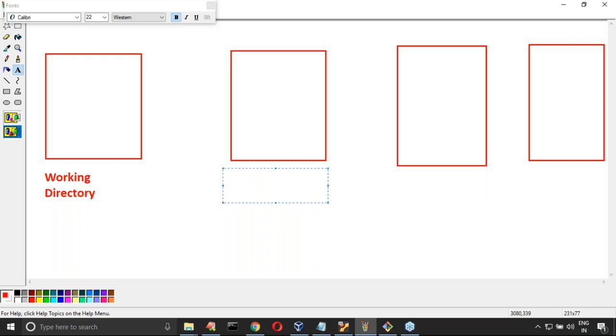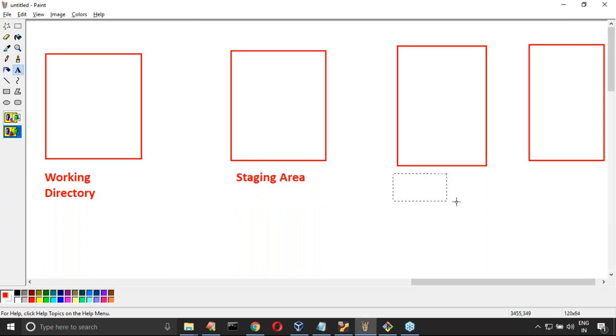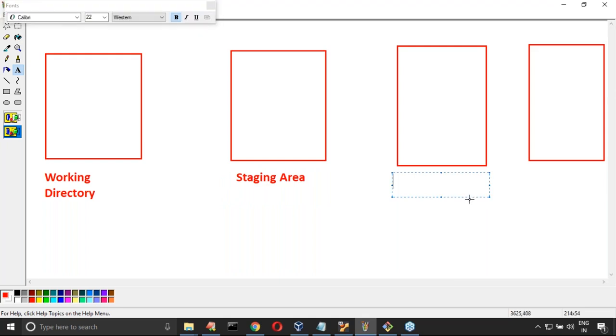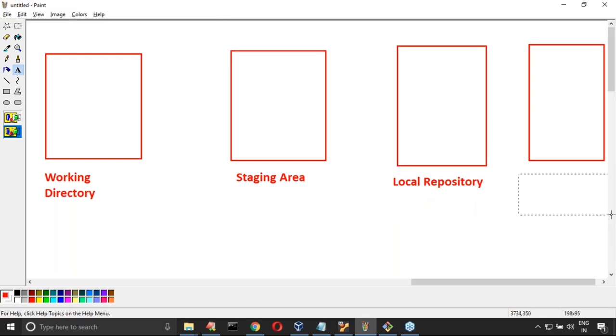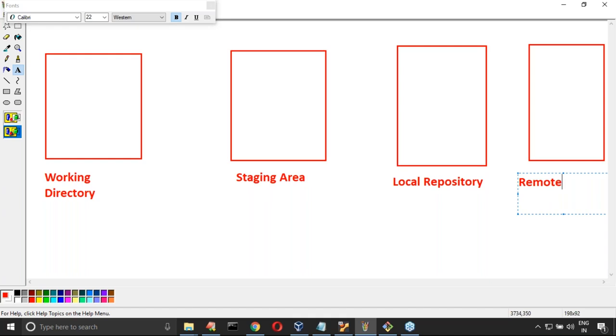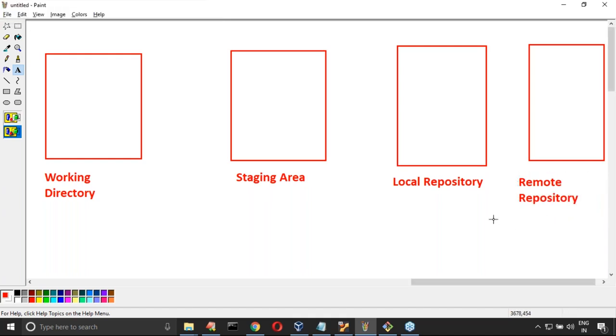What is the second one? The staging area. The third one is the local repository. The fourth one is the remote repository, like GitHub. We haven't discussed it as of now, but soon we will discuss the remote repository in detail.